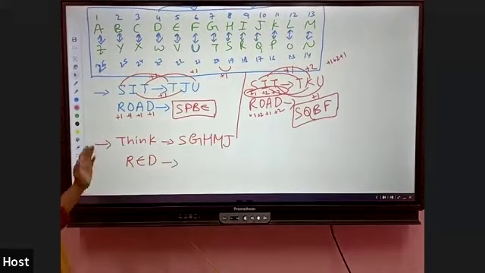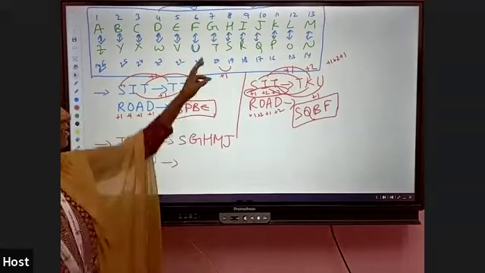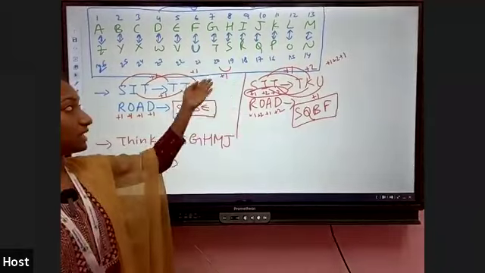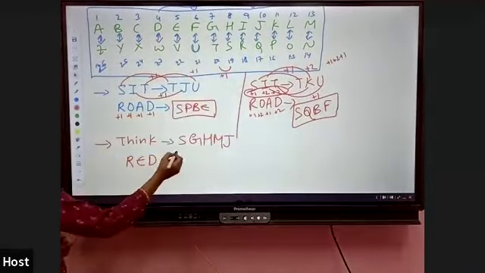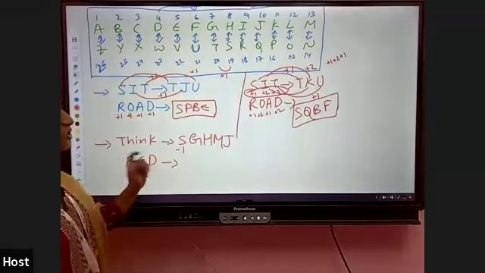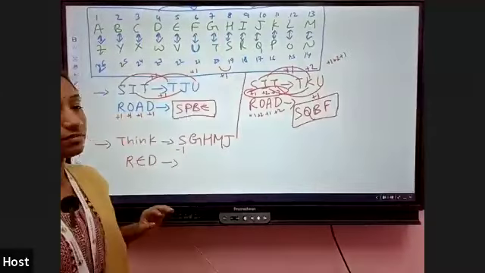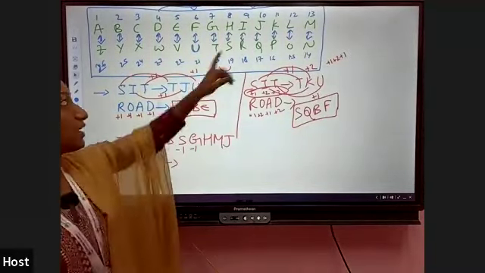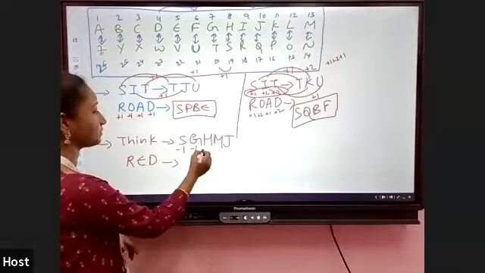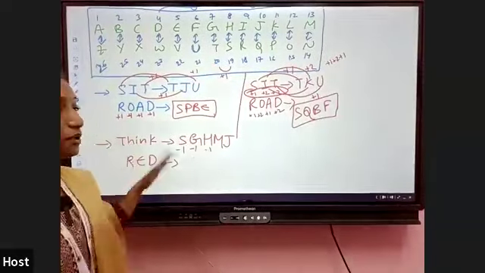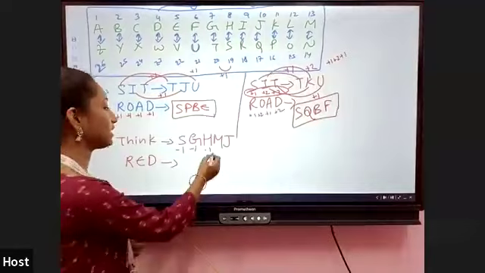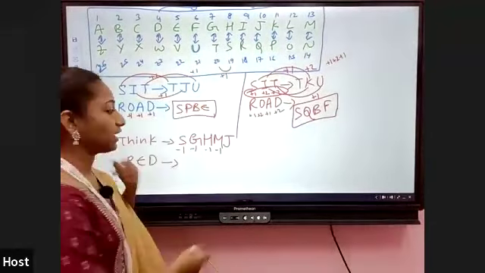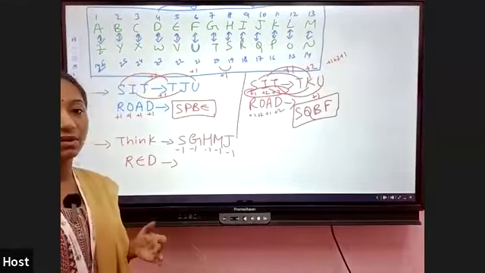See, what is the relation between T and S? T to S. S to T means +1, but T to S means -1. Okay. Next H to G means -1. Next I to H also -1. N to M also -1. Next K to J also -1. So they gave the code as -1.